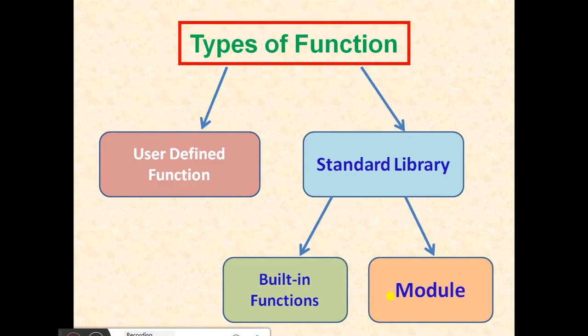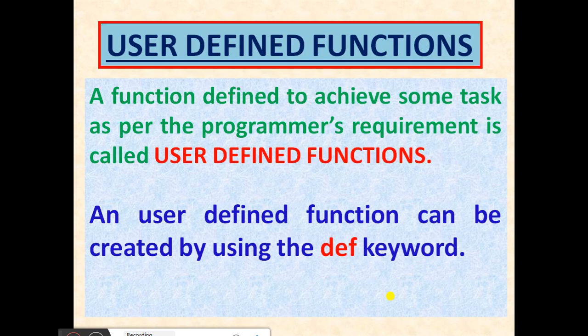Now, the types of function. In Python, functions are divided into mainly two basic parts, that is user-defined functions and the standard library. The standard library has two parts, that is built-in functions and modules. Let's first see the user-defined function. It is a function defined to achieve some task as per the programmer's requirement. Here is a function defined by a programmer according to his or her need.